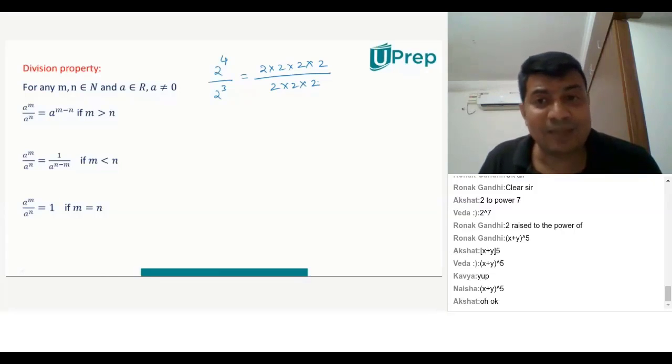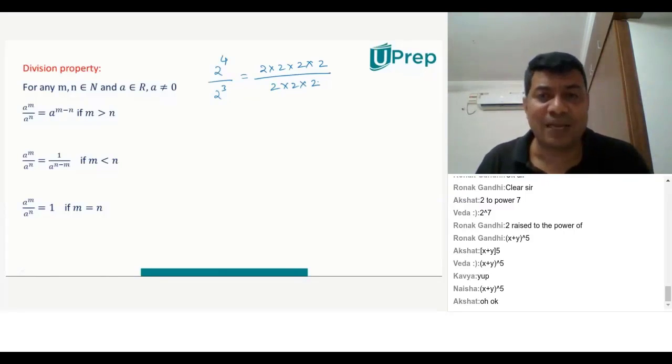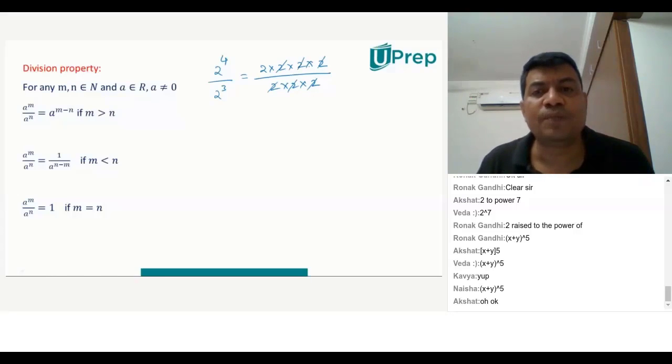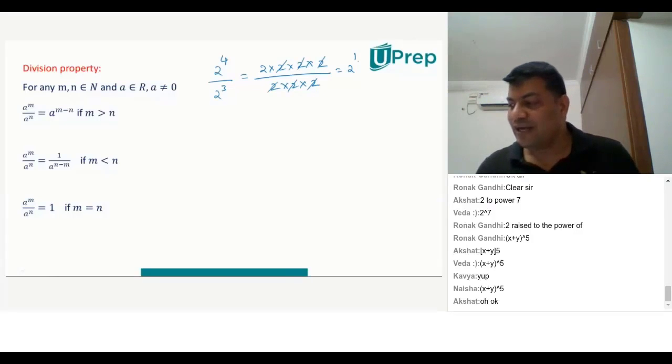And we have already done this in mathematics. When we have a numerator and denominator, common factors can be eliminated. So you know this 2 into 2 into 2 will get cancelled with 2 into 2 into 2. So we are left with only 2 to the power of 1. So basically, you can see this is nothing but 2 to the power of 1. But how did you get this 1?